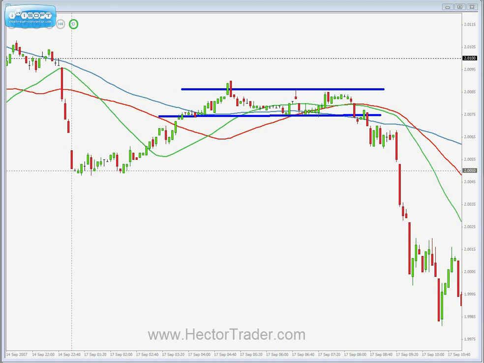Now, as usual, there are two ways to take the entry on the breakout of this congestion area. One, the aggressive way, as you guys know already, we've reviewed that on a previous video. You simply place a sell stop order, 5-10 pips, depending on what time frame you're trading, below the lower band of the congestion area, and as the breakout takes place, you will be automatically filled short in this trade. Or you wait for the breakout pullback continuation.